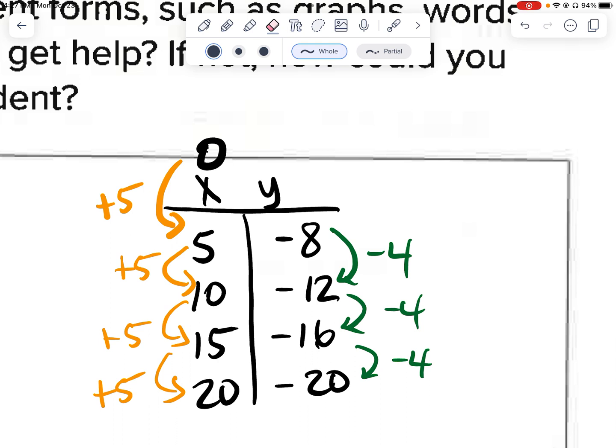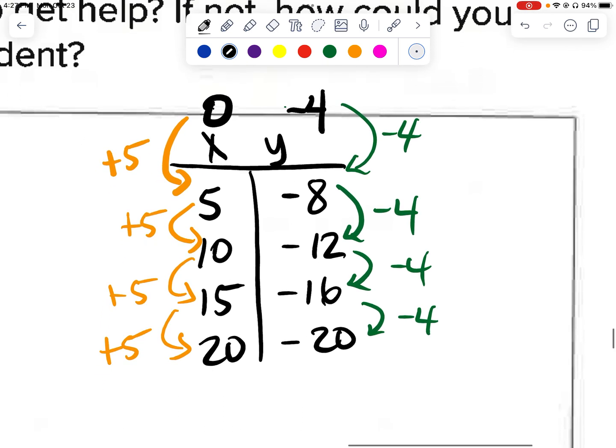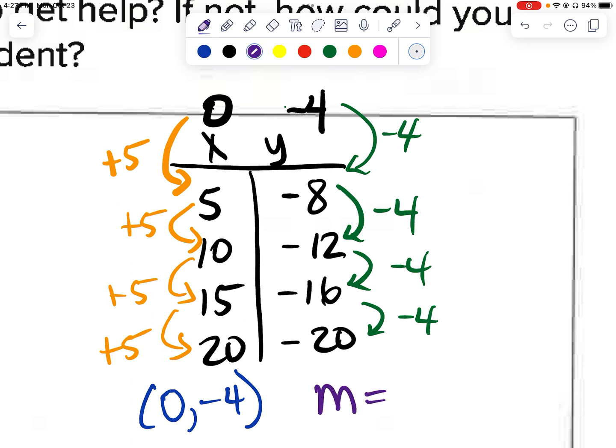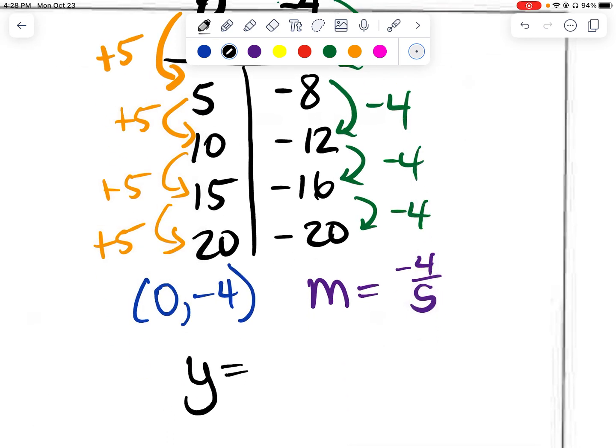So then we're going to look at over here. What minus 4 is going to get me -8? So I'm going to do black. -4 minus 4 is going to get me -8. So I just found my y-intercept, and my slope is -4 over 5. So my equation for this line is y equals -4/5 x minus 4.